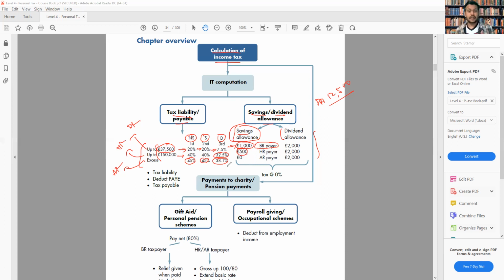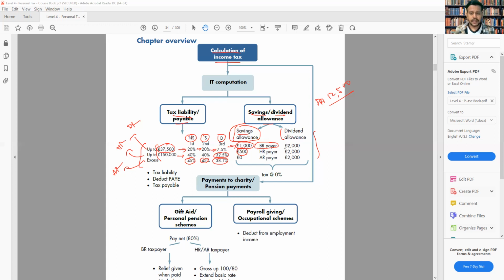So if someone's income is up to 37,500, the 1,000 pounds of savings income, he doesn't have to pay the tax. If someone's income is between 37,500 and 150,000, then 500 on the savings income, he doesn't have to pay the tax. And if someone is more than that, there is no allowance for that. He has to pay tax on every single penny he earned.